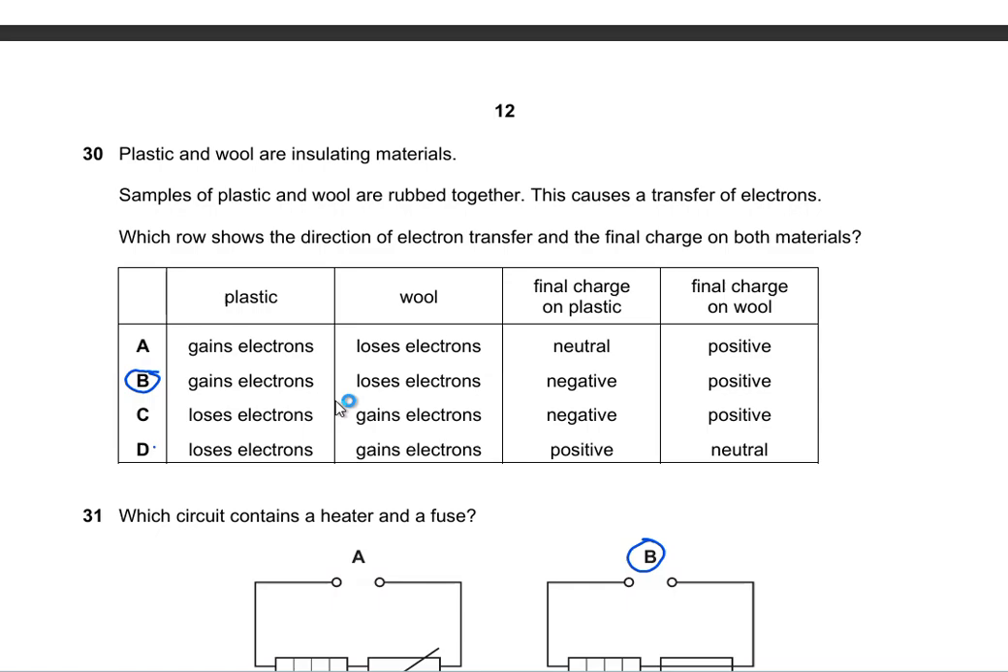The electrons in the water are repelled, so the positive charges are being attracted with the extra electrons. Final charge on plastic: gains electrons means negative. Final charge on wool: loses electrons means positive. So yeah, B.